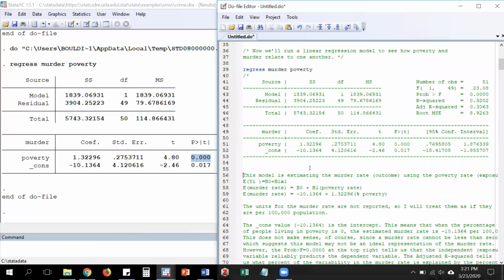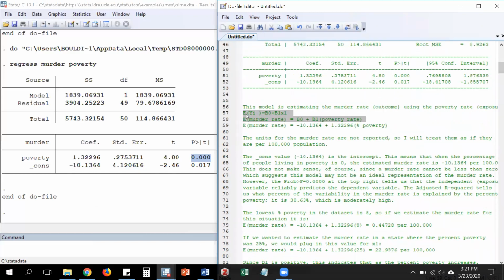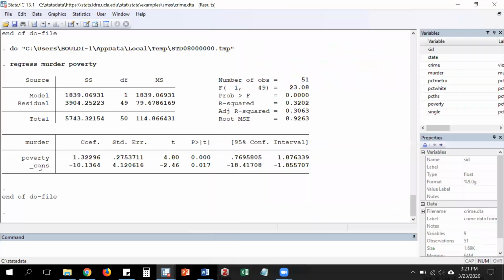So I have written most of this here, including this equation. This is the model that Stata is running, written in statistical notation: the expectation of y, or the expectation of the murder rate, is equal to beta naught plus beta 1 times the poverty rate. Beta naught is the coefficient for the constant, the intercept of the model, which I didn't talk about yet, but that's the second row in the output here.